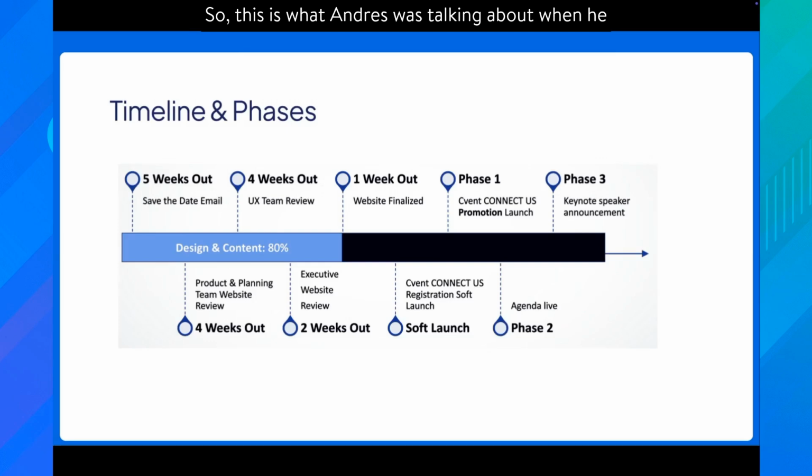So this is what Andres was talking about when he said we're going to be iterating over time and not necessarily creating one final product. What we like to do for Cvent Connect is have a couple of different review checkpoints before the website goes out. We send out our save the date. We have our product and planning team review the website, our UX team review the website, and then our executives review the website. Then we'll have our website about 80% of the way done. We spend that last week before our registration launches finalizing everything.